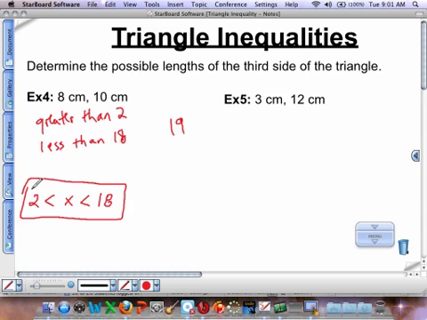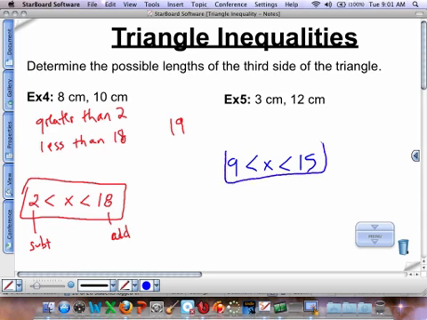Chris? You find the minimum by subtracting them, and you find the maximum by adding. So if I subtract my two values, I get my minimum. If I add my two values, I get my maximum. So if we look at example 5, what would be my minimum value? So 9 is less than x, which is less than. Now what would be my maximum value? Ta-da! And we're done.